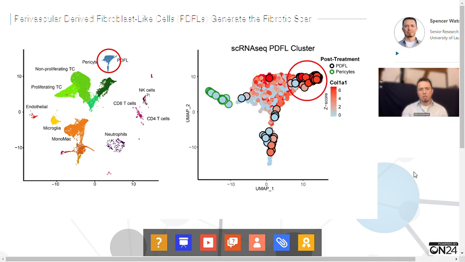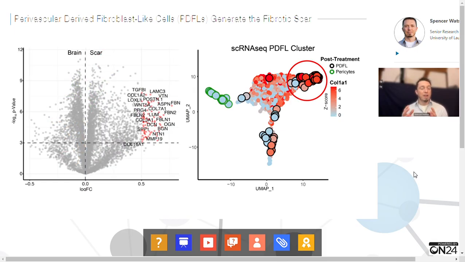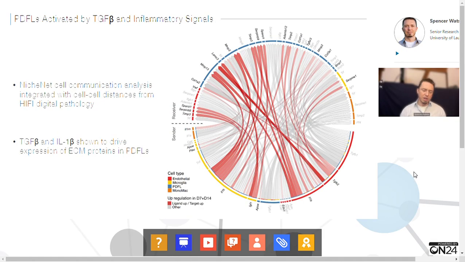And so we used the proteomic data to create a gene signature for fibrosis in particular, and we found that this PDFL cluster had the highest unique expression of this entire gene signature. So the next thing that we wanted to figure out was, what were the signals following treatment that were driving these cells to produce all of these different ECM proteins? And for that, we turned to NicheNet-based cell communication analysis.